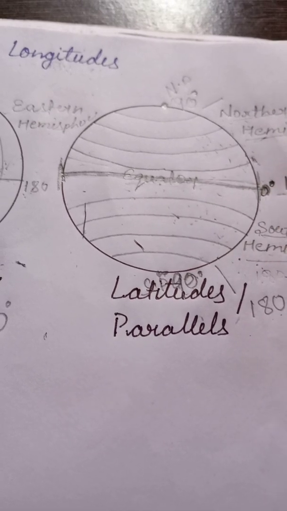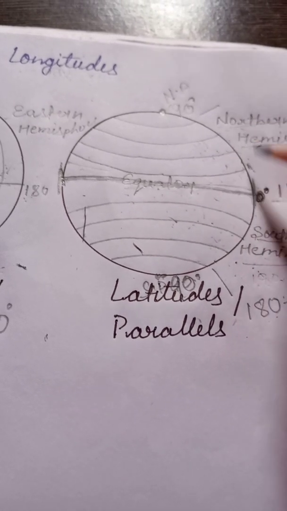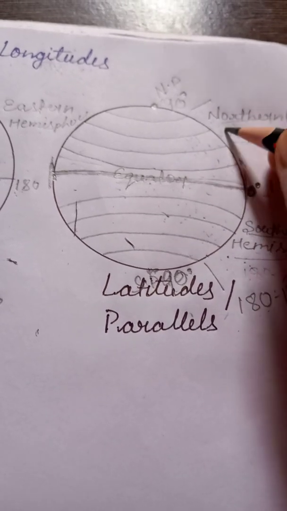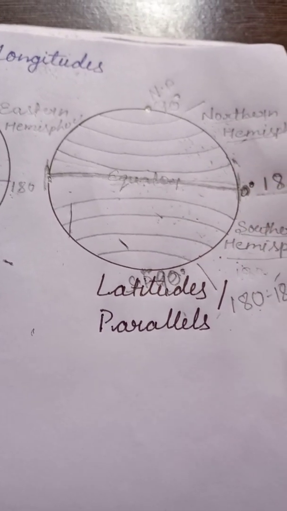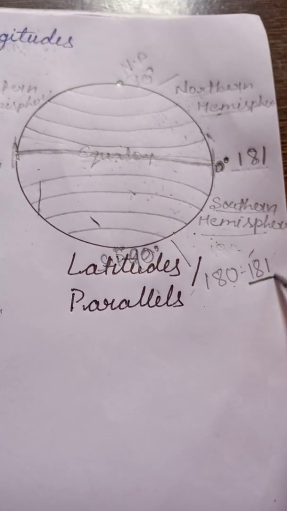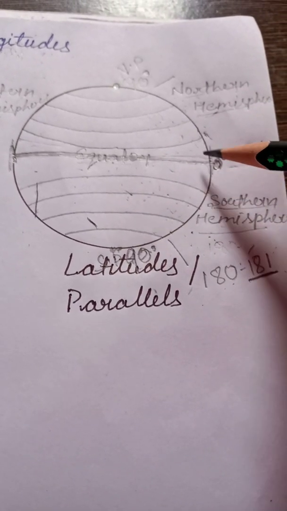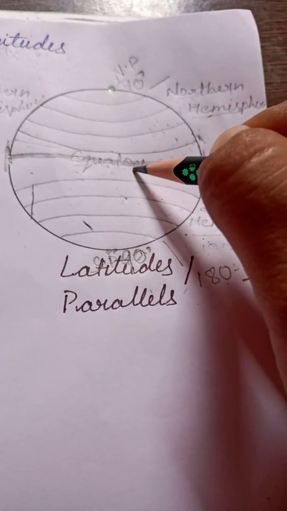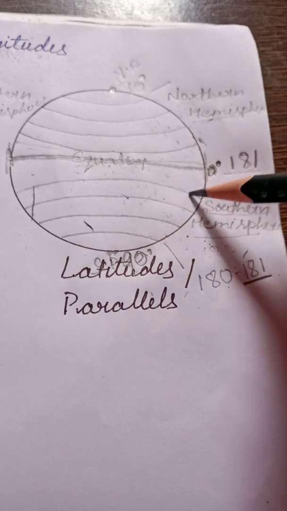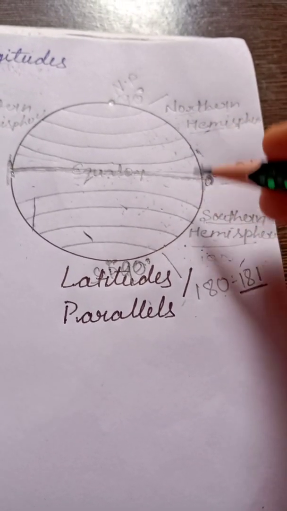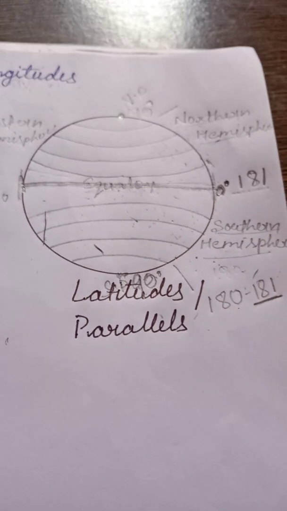How many latitudinal lines are found on the earth? That is 181. And just like the equator has its own name, 0 degree has its own name, na? Some latitudinal lines have their own names. We will discuss it later.